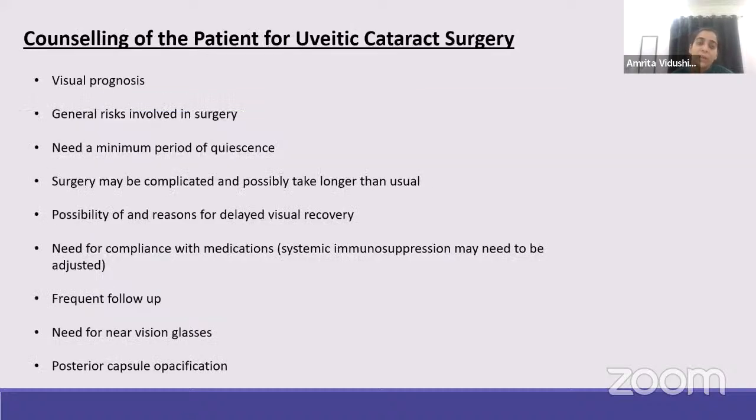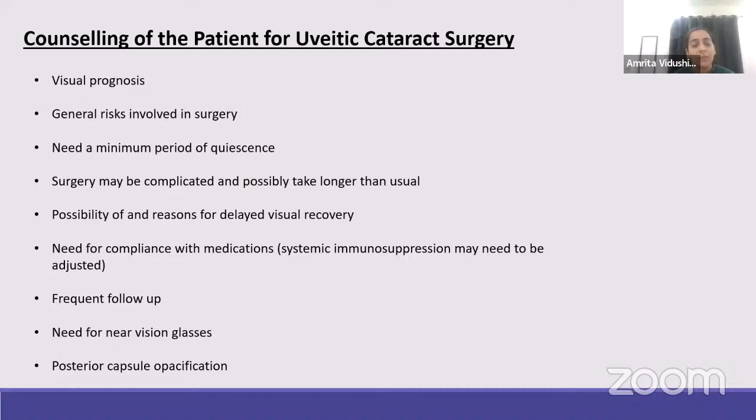The counseling, which is very important in such cases, is so that we explain to the patient the visual prognosis and the general risks that are involved with the surgery. And we have to tell the patient the minimum quiescence that we are looking at, so that when the patient comes to us, he or she can actually tell us the last time when the eye was having symptoms of any inflammation.